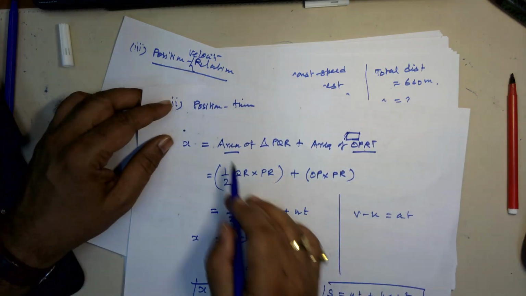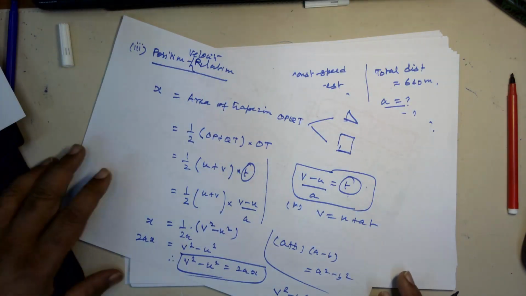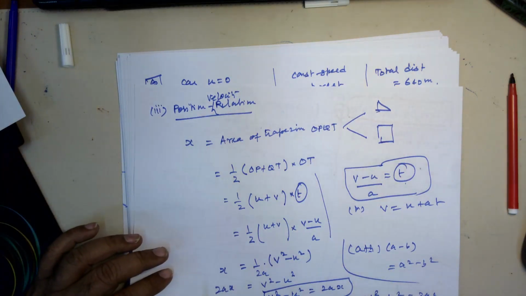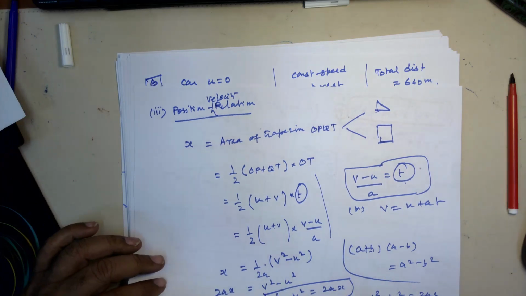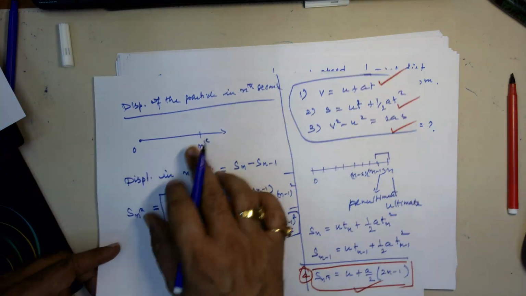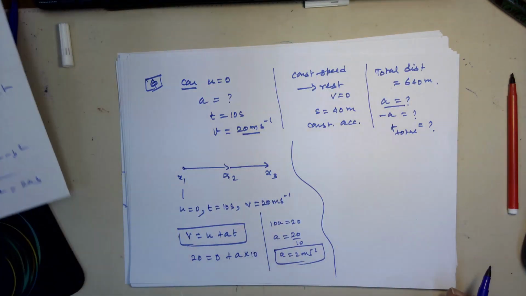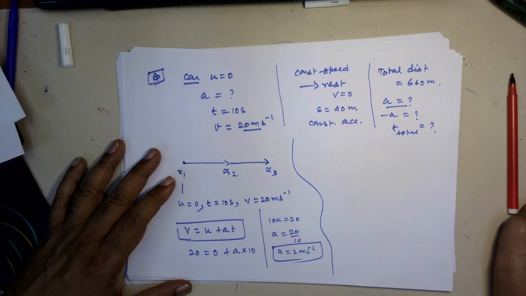What is the second one? Position time, which is nothing but s = ut + ½at². Third one is position velocity relation, which is nothing but v² − u² = 2as. Fourth one is the displacement in the nth second. So we have to use the appropriate relation here, right?